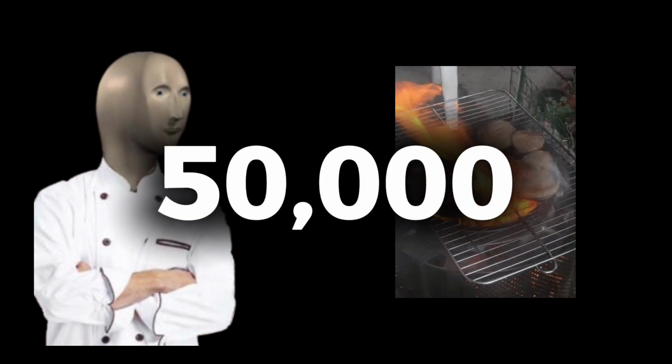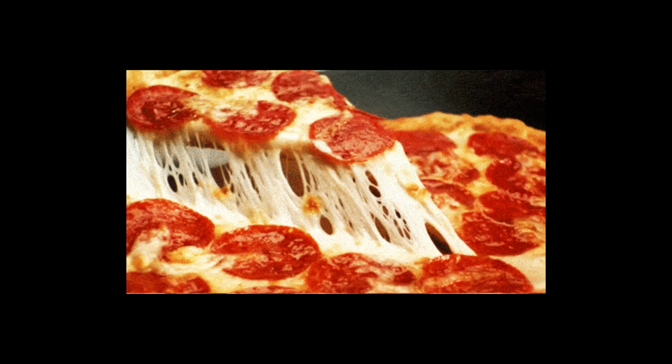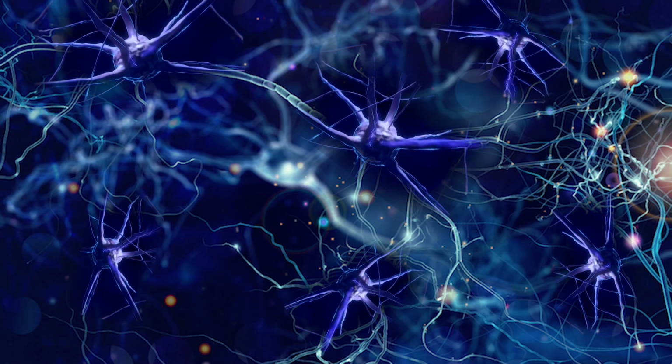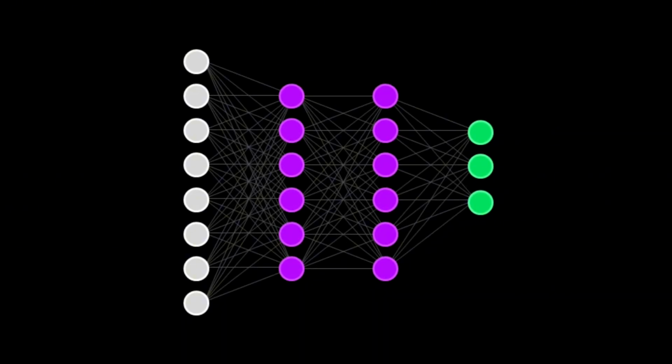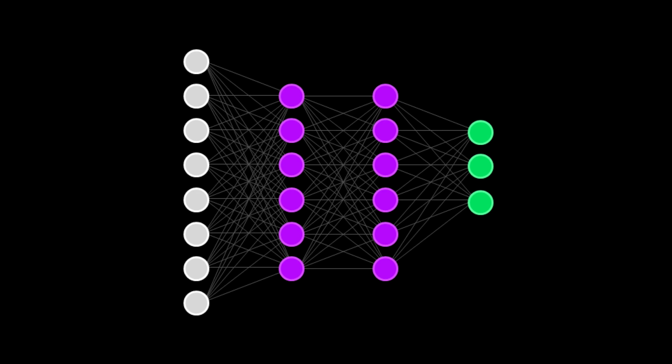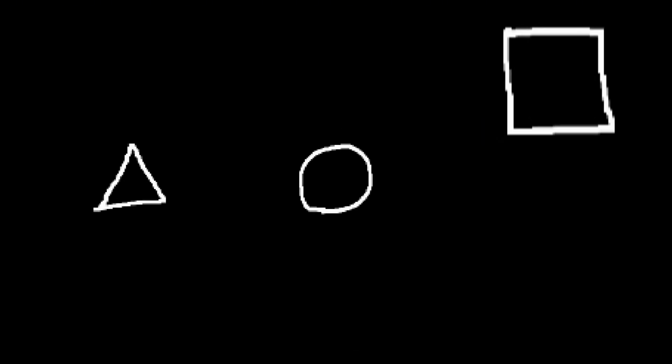A neural network is like a chef who has never cooked before, but after burning 50,000 meals, it somehow nails the perfect pizza. Inspired by your brain, it is made of tiny things called neurons. But unlike your brain, these neurons aren't full of trauma and questionable decisions. They just hold numbers. Each neuron gets a number between 0 and 1, depending on how much it thinks something looks like a pattern. Let's say we are building a network to tell apart triangles, circles, and squares.